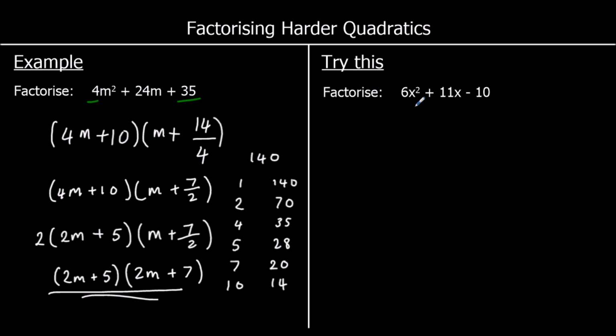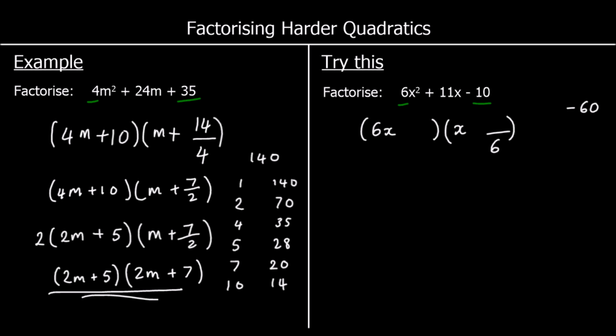So we've got 6x squared. So I can have 6x and x. 6x times x makes 6x squared. I'm going to do a times c. So 6 times negative 10, which is going to be negative 60. But because I'm multiplying by 6, I'm also going to divide one of my numbers by 6 to undo that.